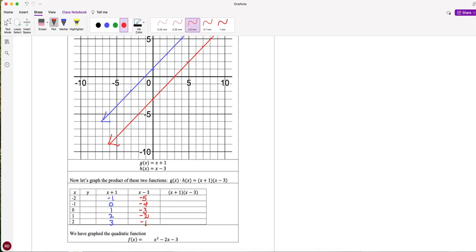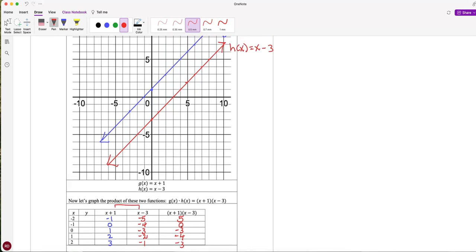Now, if I multiply these together, x plus 1 times x minus 3, I am multiplying these numbers. So when x is negative 2, if I multiply the negative 1 and the negative 5, I get 5. Multiply here, I get 0. Multiply here, I get negative 3. Multiply and get negative 4. Multiply and get negative 3. So when I multiply these two lines, I look at the y values I get.